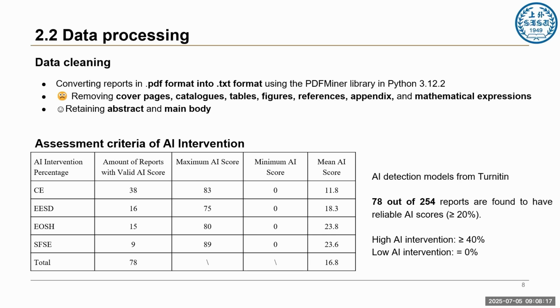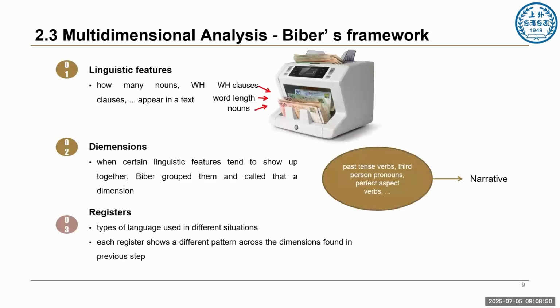As for the assessment criteria of AI intervention, to obtain AI scores of the text, we used the AI detection model from Turnitin, and it turned out that 78 out of 254 reports were found to have reliable AI scores, which are more than 20%. And we defined that if the text has an AI proportion of more than 40%, then it is high AI intervention. If it is equal to 0%, then it is a low AI intervention report.